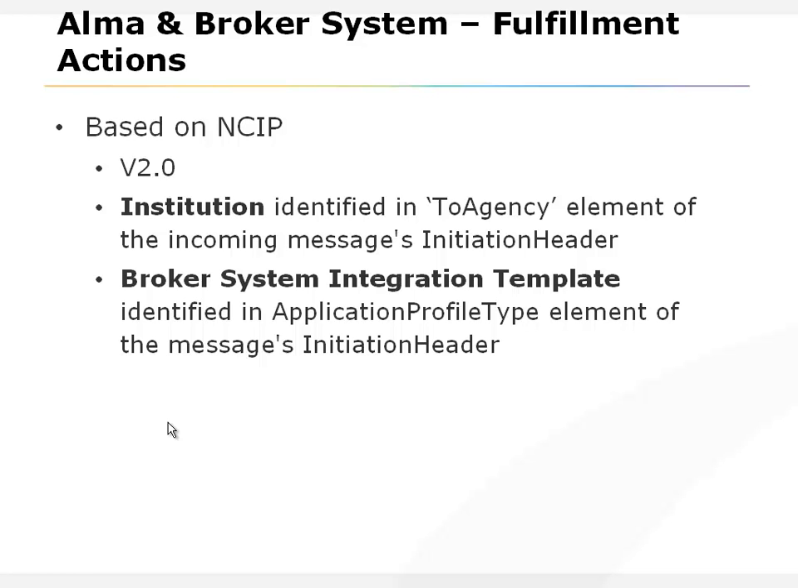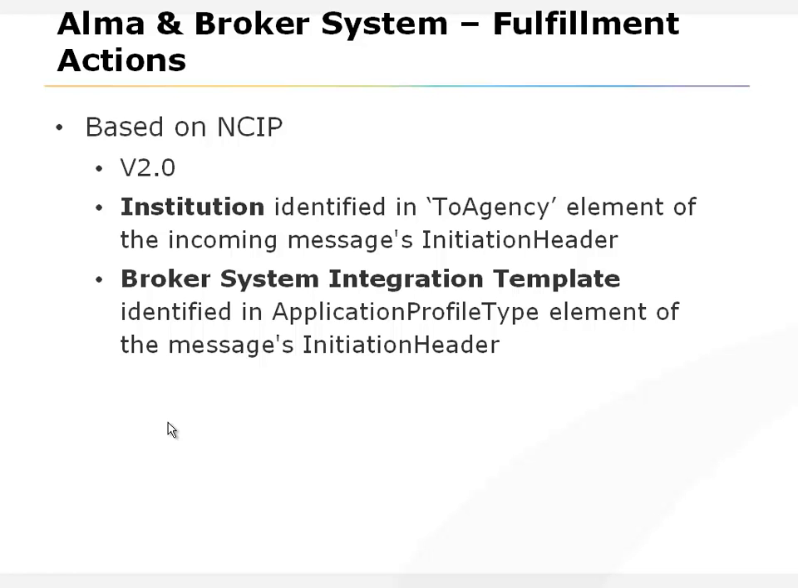So just a few key parameters to understand about Alma and NCIP. Alma supports version 2 of NCIP. That's the first thing that needs to be noted. That means that the broker system also needs to work with version 2 of NCIP. Systems that currently work with Alma do support this version, and of course, as additional broker systems are integrated with Alma, they will also have to meet this requirement of supporting version 2 of NCIP.